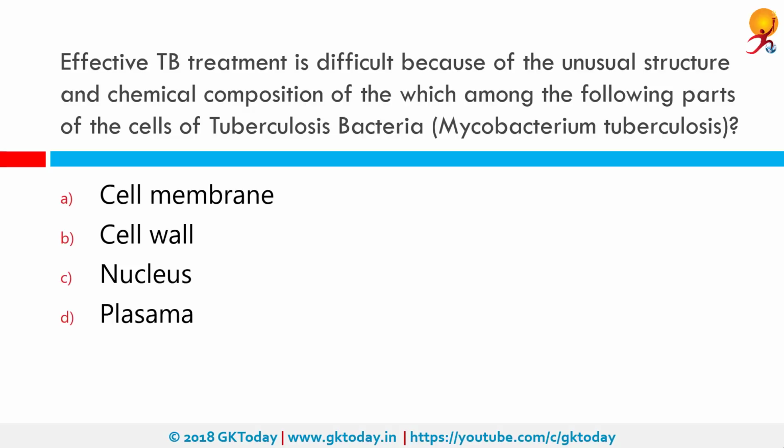Effective TB treatment is difficult because of the unusual structural and chemical composition of which among the following parts of the cells of tuberculosis bacteria? TB is a bacterial disease caused by Mycobacterium tuberculosis, bacteria that most often affect the lungs. The disease is spread from person to person through the air. It commonly affects the lungs but can also affect other parts of the body. It is the second biggest killer disease worldwide, next only to HIV/AIDS.